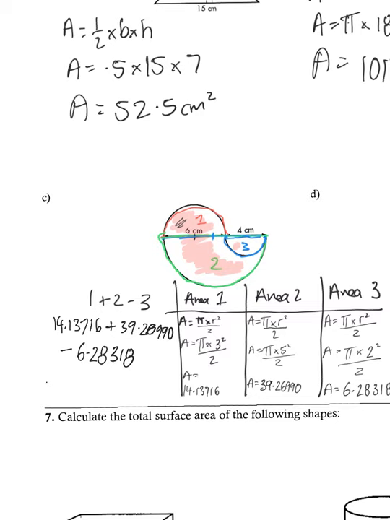0.116 plus 39.26990 minus 6.28318. Okay, so the final answer to 2 decimal places is 47.3 12 centimeters squared.